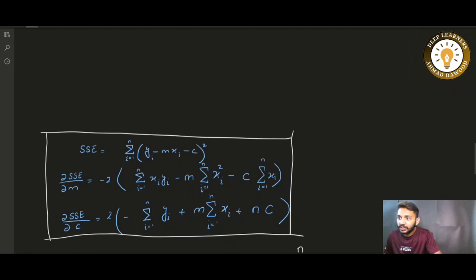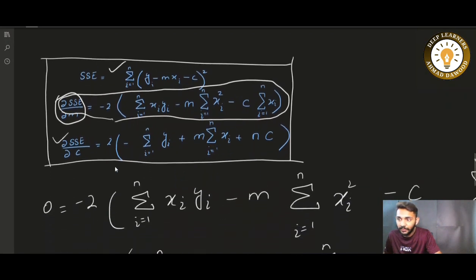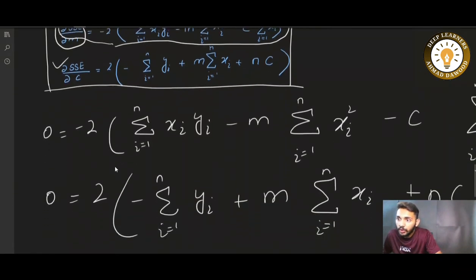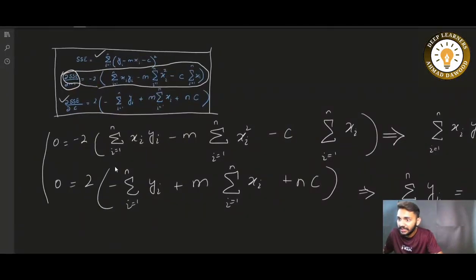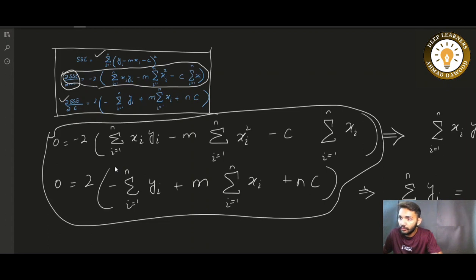Here we have the SSE function. When we take the derivative of this function with respect to m, we will get this equation. In the same way, for the derivative of SSE with respect to c. Now when we make our partial derivatives equal to 0, we will go to these equations. Here we have put them equal to 0.